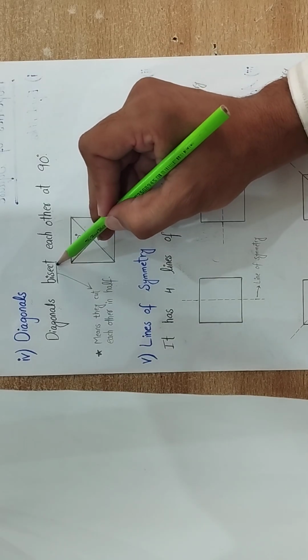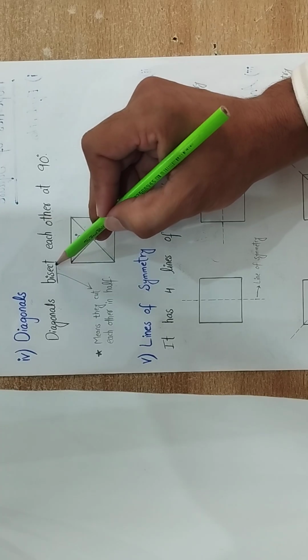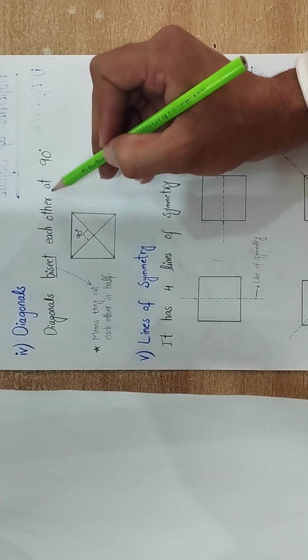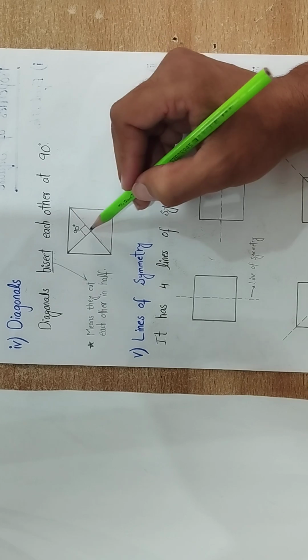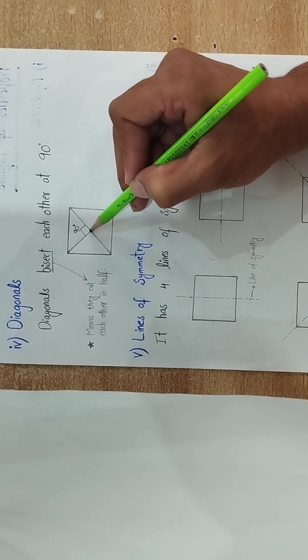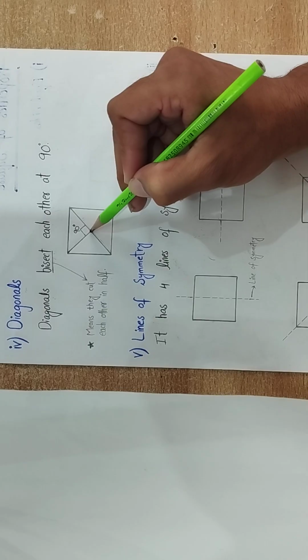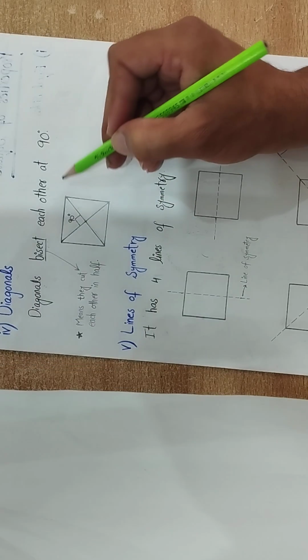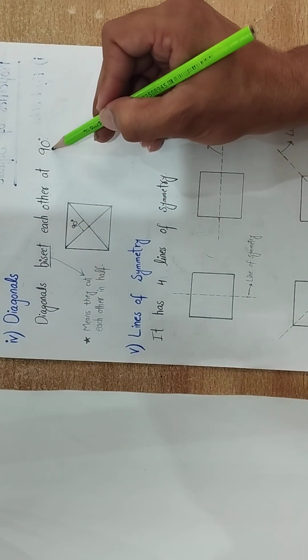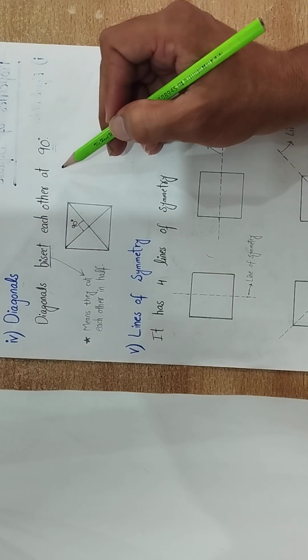This is the meaning of bisect: to cut into two equal parts. Now the diagonals bisect each other at 90 degrees. It says, at the point where the two diagonals cross each other, where the two diagonals cut each other, at that point they form an angle of 90 degrees.